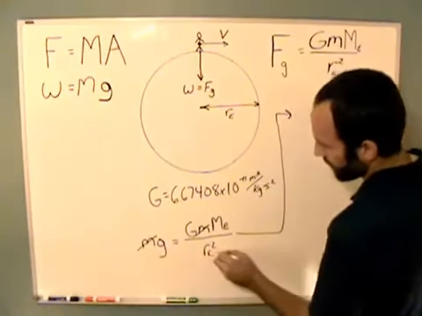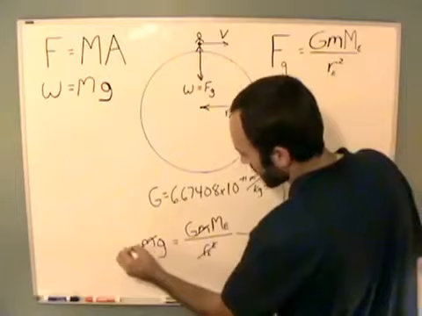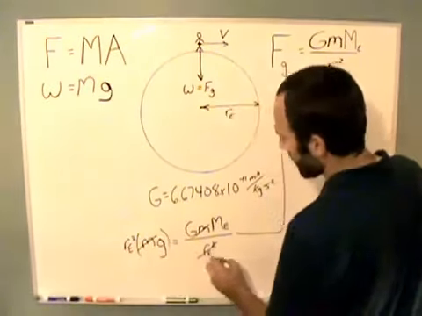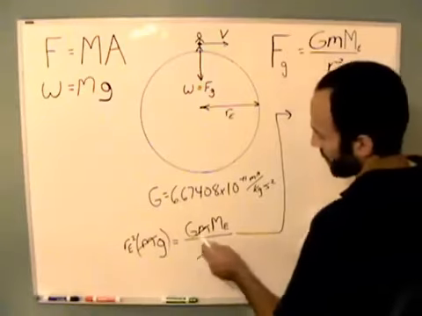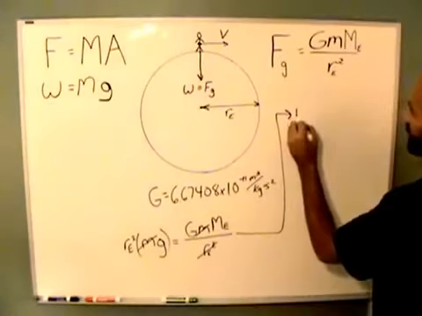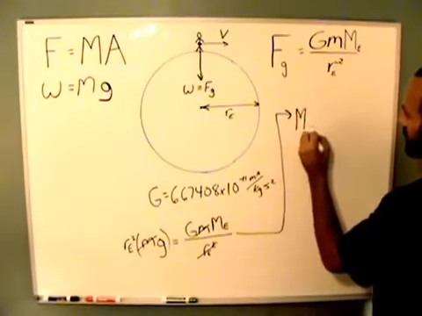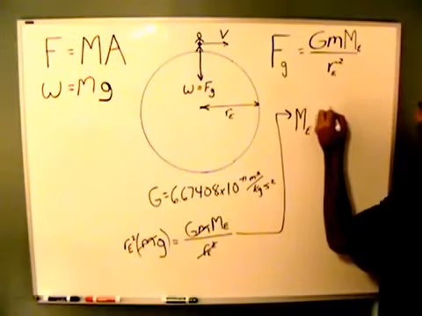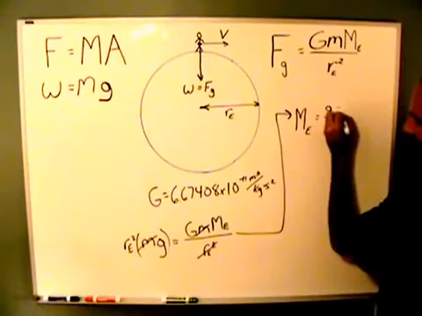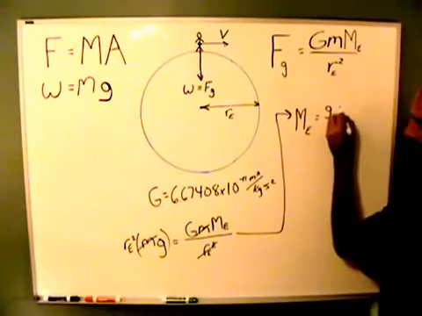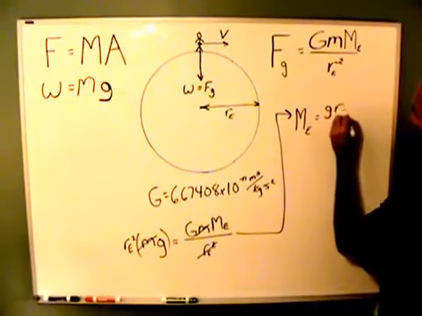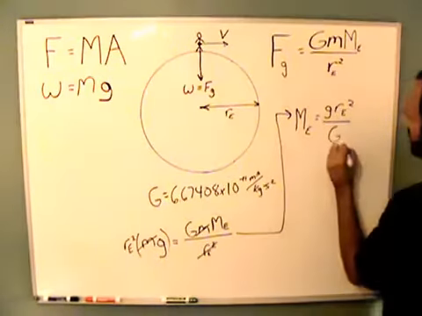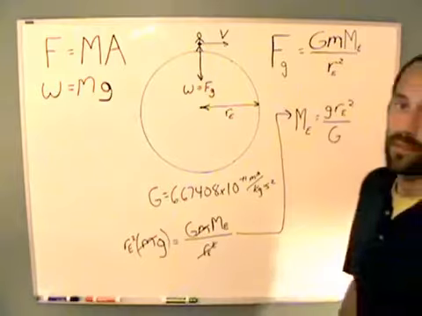You can multiply the radius squared times both sides, and that comes over here. It cancels on this side, and then you can divide by big G, so you get M_E, and this is basic algebra here, is equal to little g, the acceleration due to gravity, or the rate at which things accelerate towards Earth, times the radius of Earth squared divided by big G. And that is how the mass of Earth is calculated.